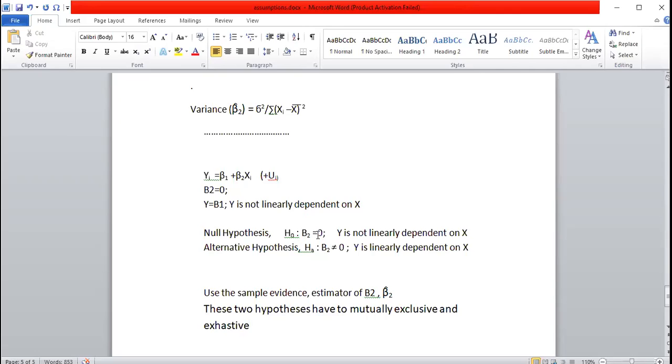So you see, beta 2 is 0: that is the null hypothesis. Alternative: beta 2 is not equal to 0. That means there is no overlap. The 0 value is not in the alternative, and the values other than 0 are not in the null hypothesis. What are the other values other than 0? Can you guess?